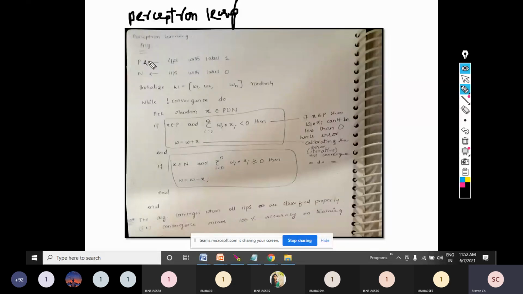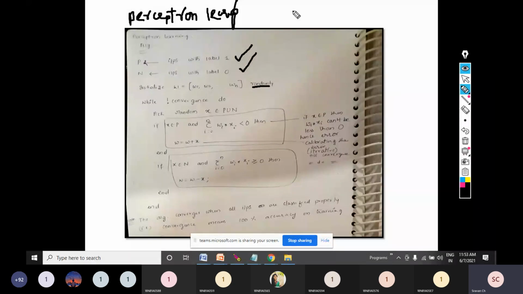Now see the first step. P is inputs with label 1, which means positive inputs. N is inputs with label 0. Then initialize W, which is W1, W2, W3, W4, up to Wn. However many inputs we have, that many weights will come. So initialize W randomly.